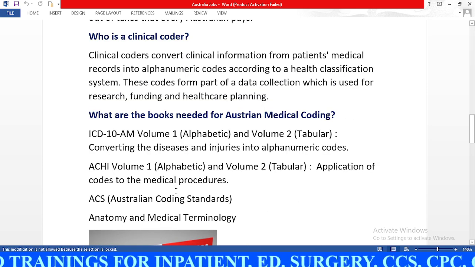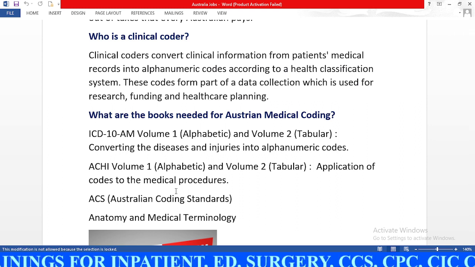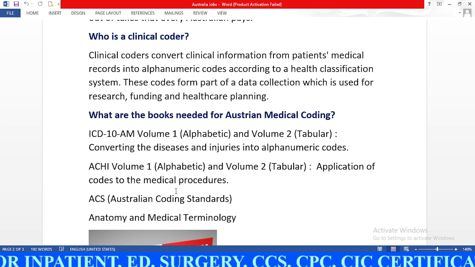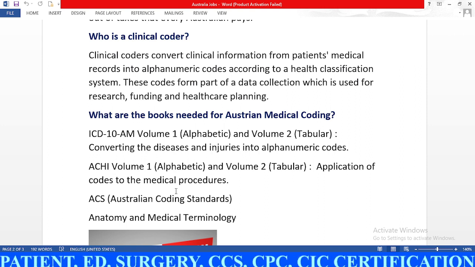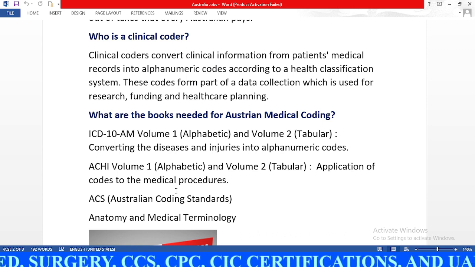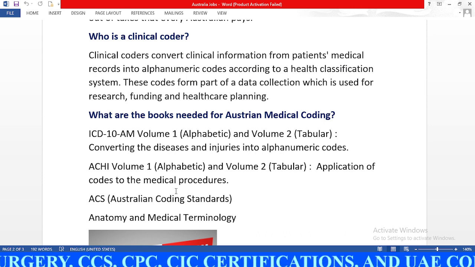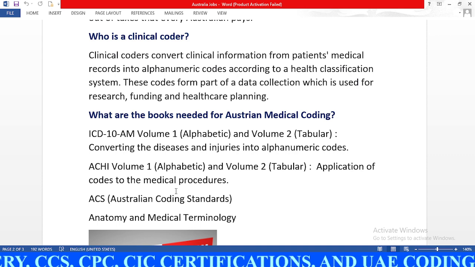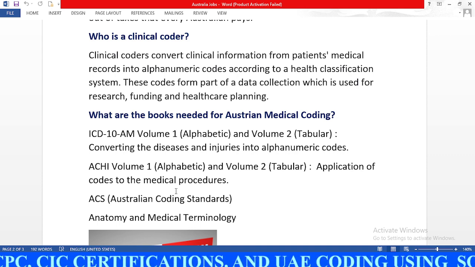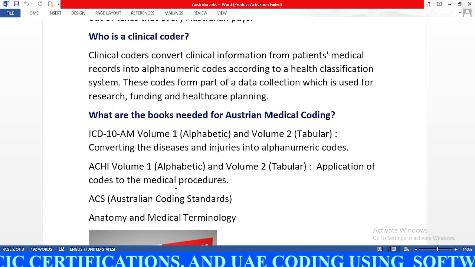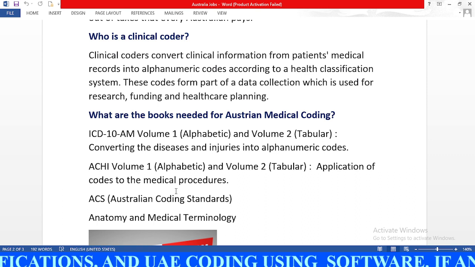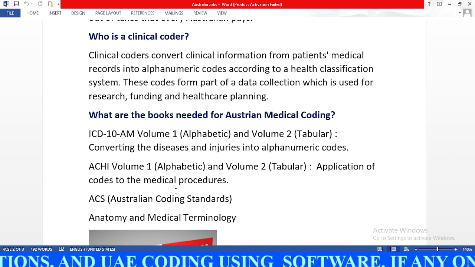Next, who is a clinical coder? Usually in Australia, they will call a coder a clinical coder, not a medical coder as we usually call it in the USA and India. Clinical coders convert clinical information from patients' medical records into alphanumeric codes according to a health classification system. These codes form part of data collection which is used for research, funding and healthcare planning.